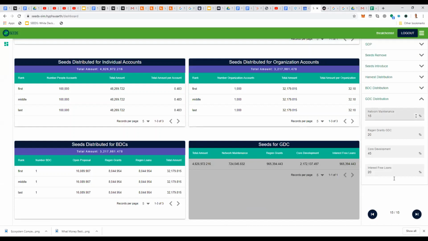We could also add new buckets, but for starting, we have regenerative grants, we have interest-free loans, but it should also be regenerative. So it's regenerative interest-free loans, and then core development and network maintenance.